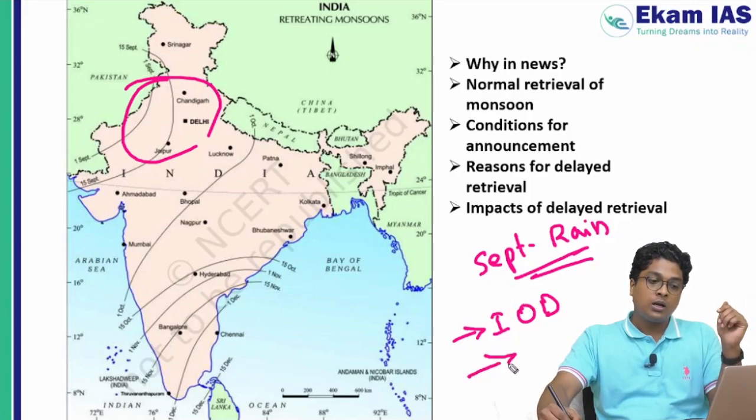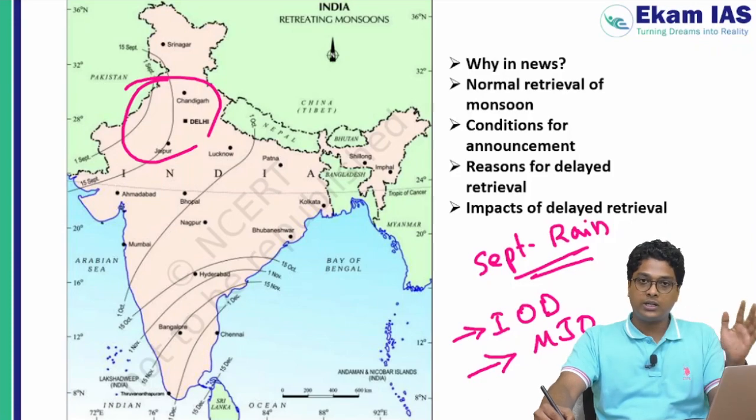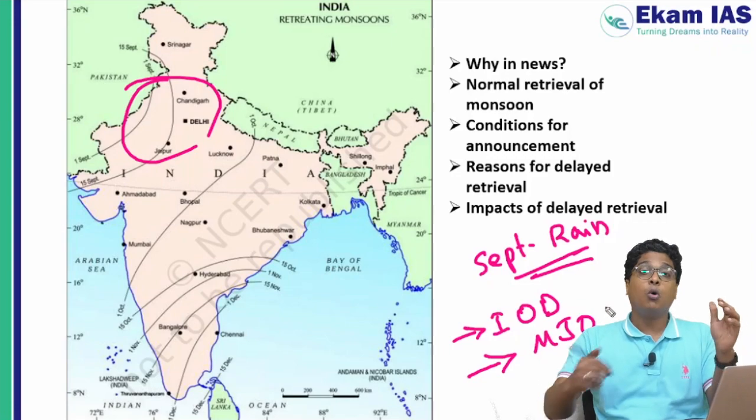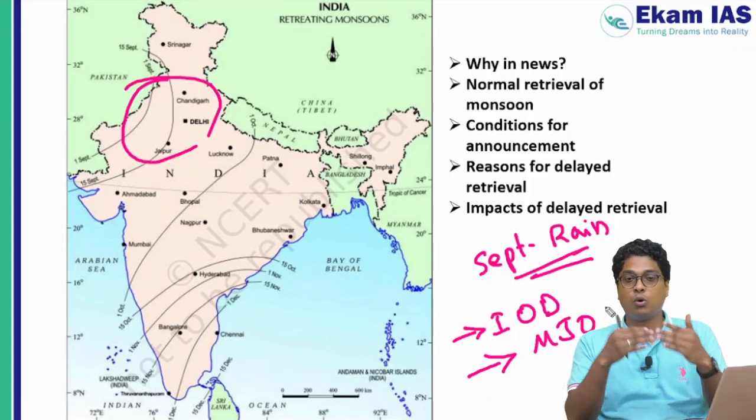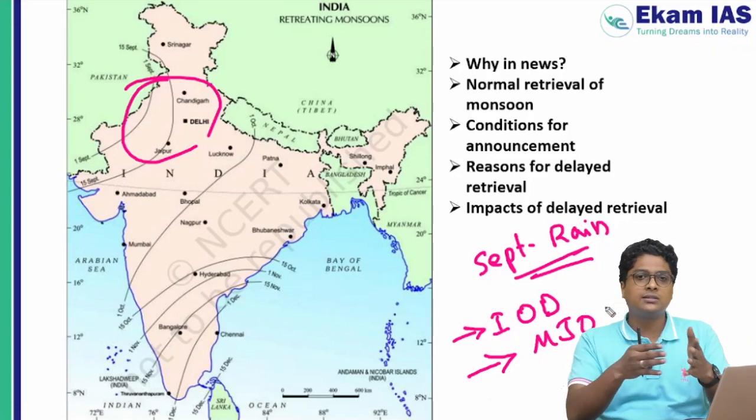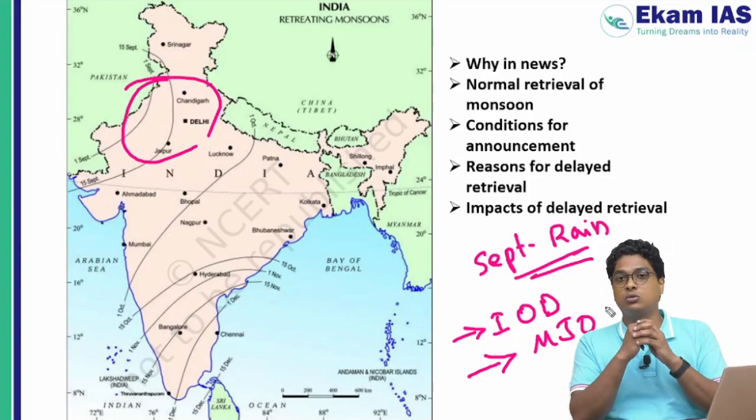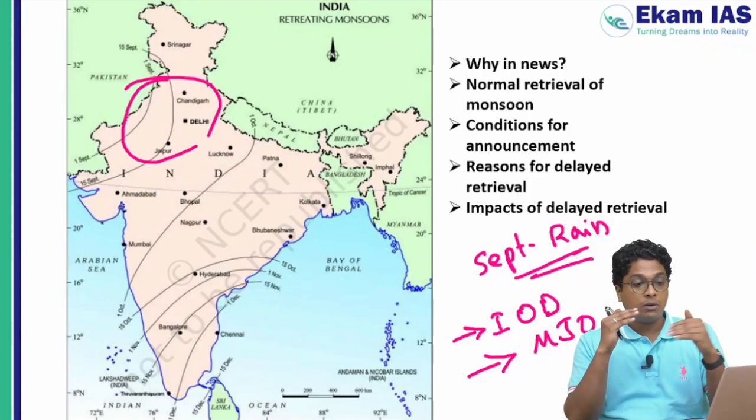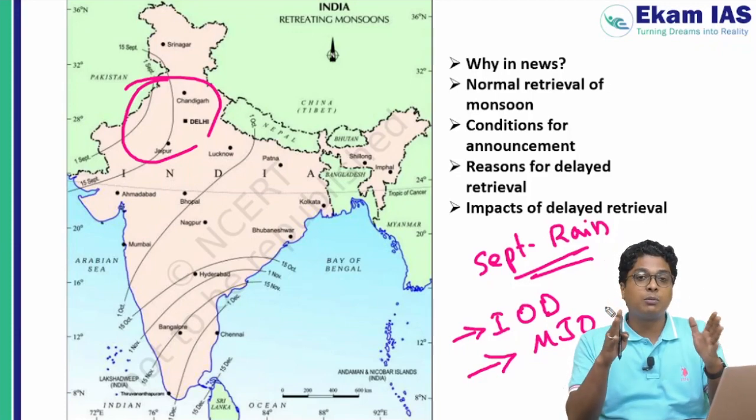Now another one, Madden-Julian oscillation. This also, we have already done a video. Please search in our channel, Madden-Julian oscillation. Both were having favorable condition. Both of these are oceanic and atmospheric conditions that influence the monsoon rainfall. So in September month, both of these were in favorable condition.